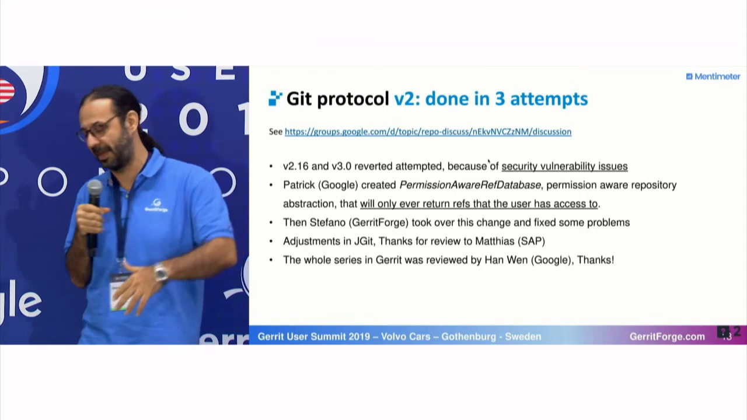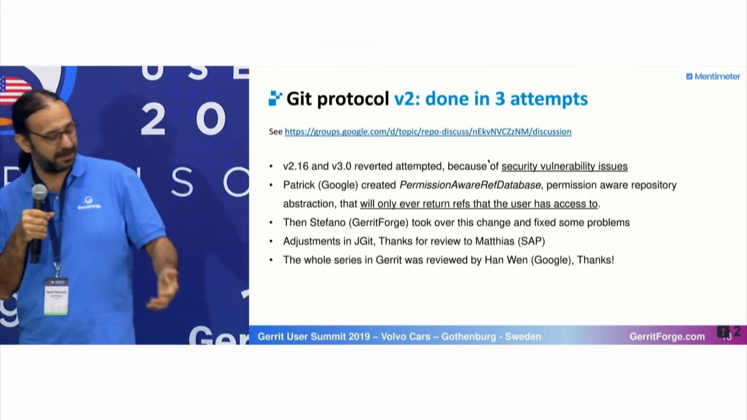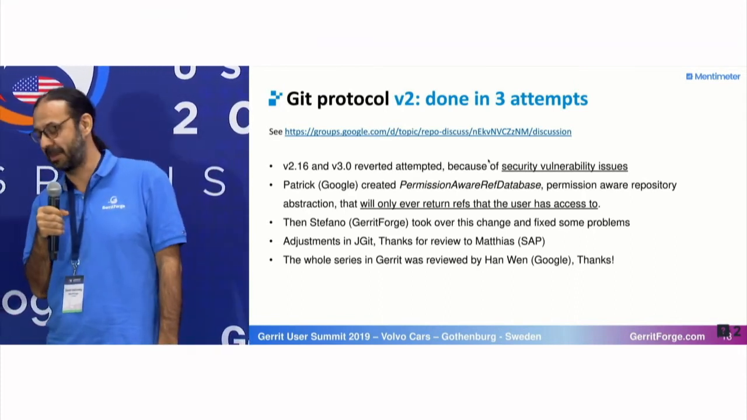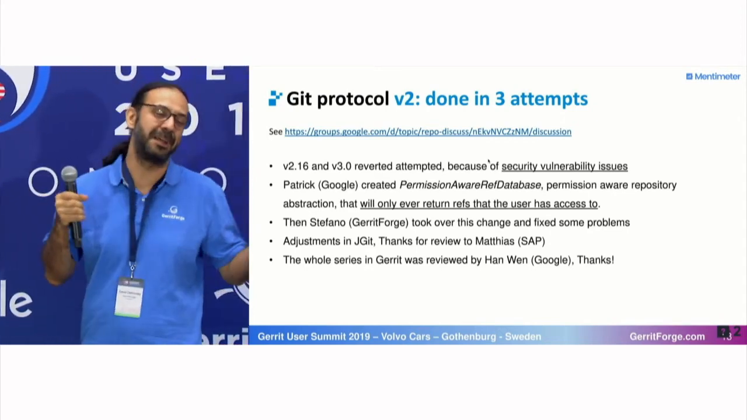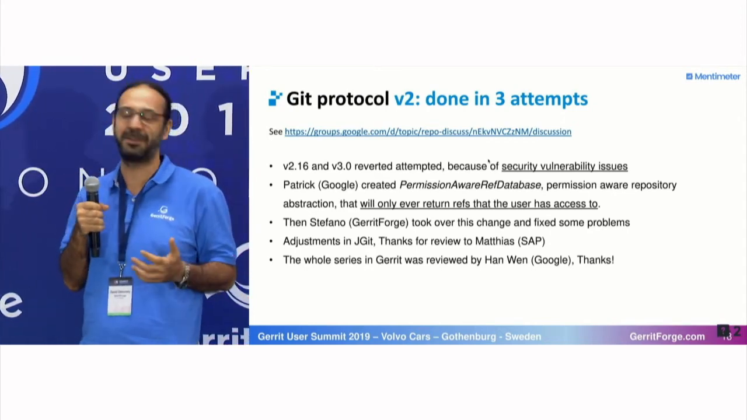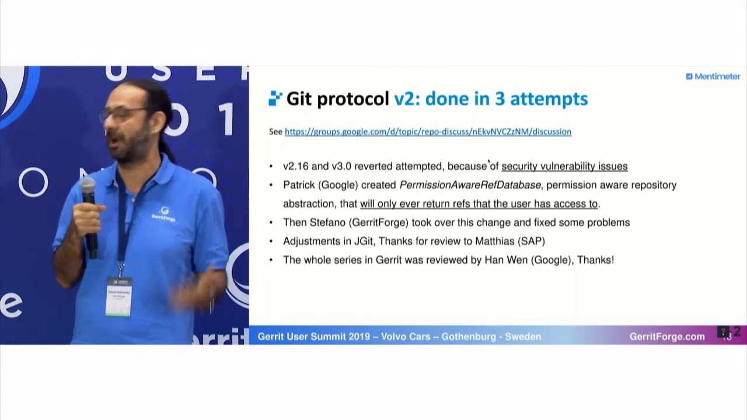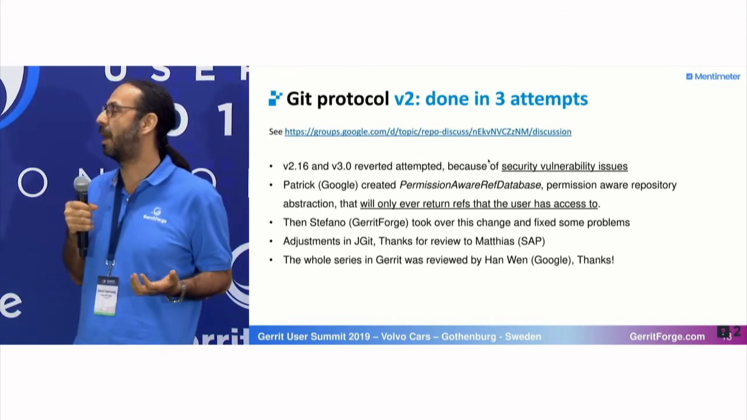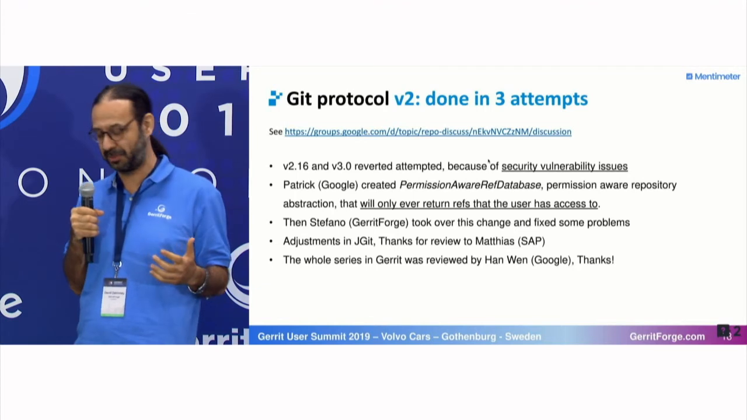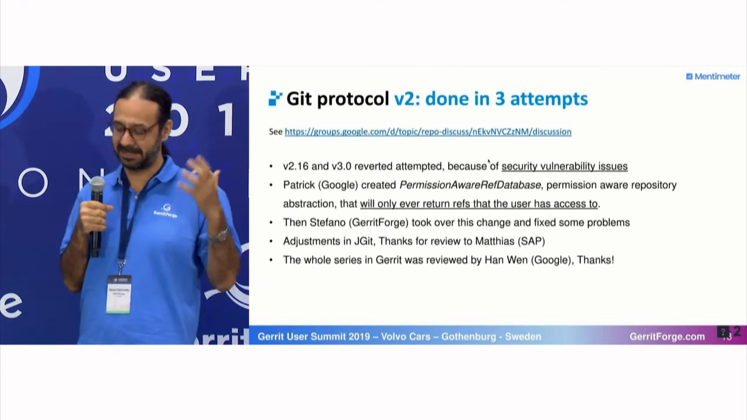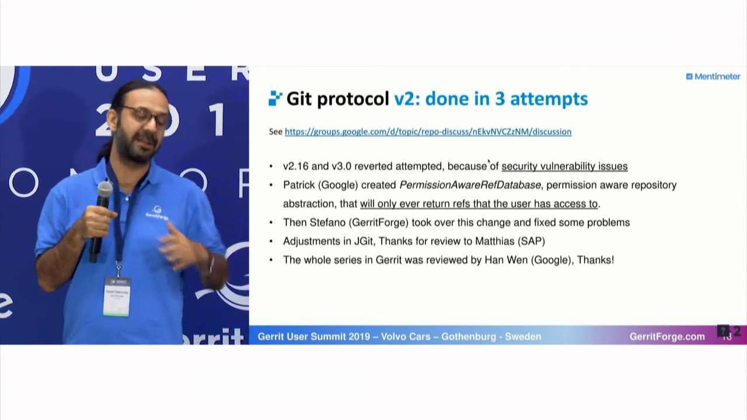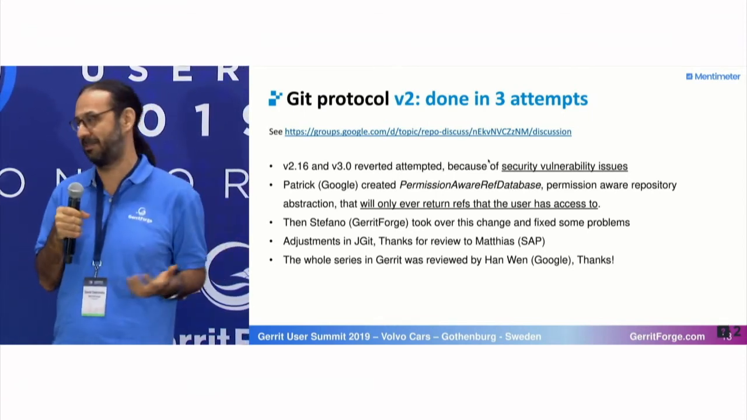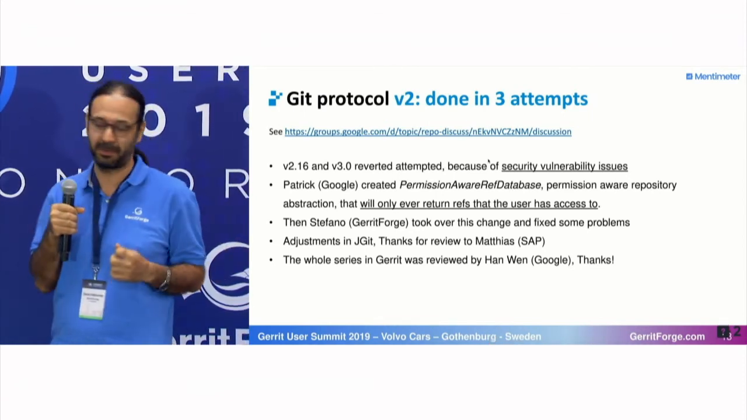It first was there, but then Hanwen and Patrick said, come on, you still don't have tests. You still don't have tests. And you're not really sure that it works. So the problem why it was a challenge to add a test is, as you know, Gerrit is using JGit. And JGit on the client side still doesn't support Git protocol v2.